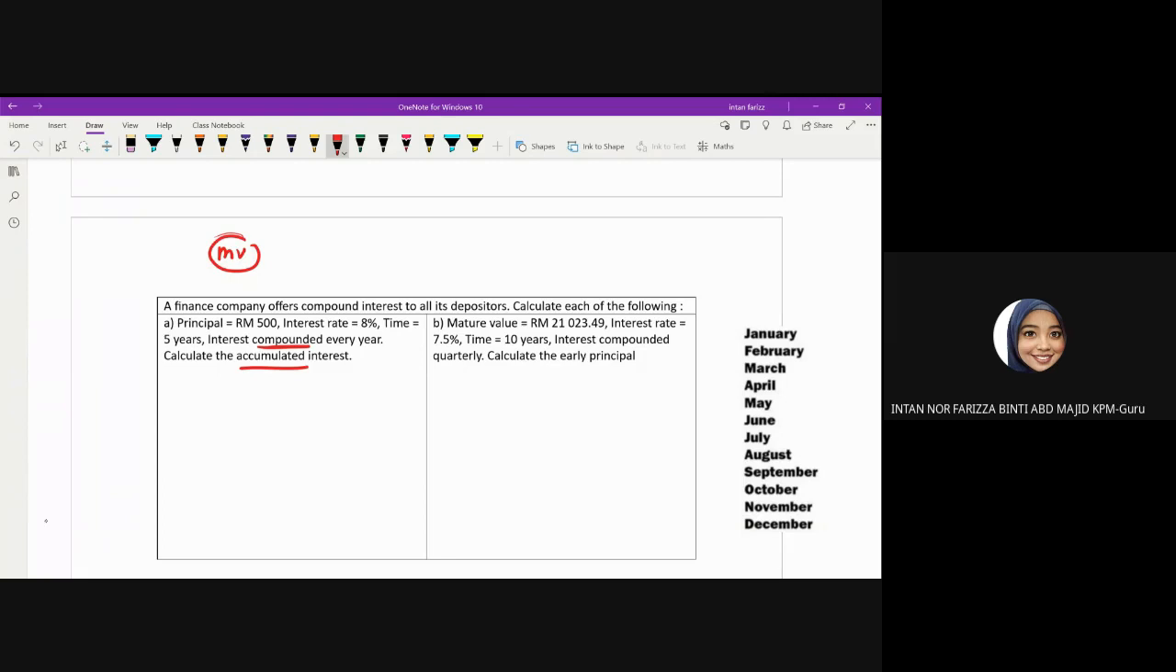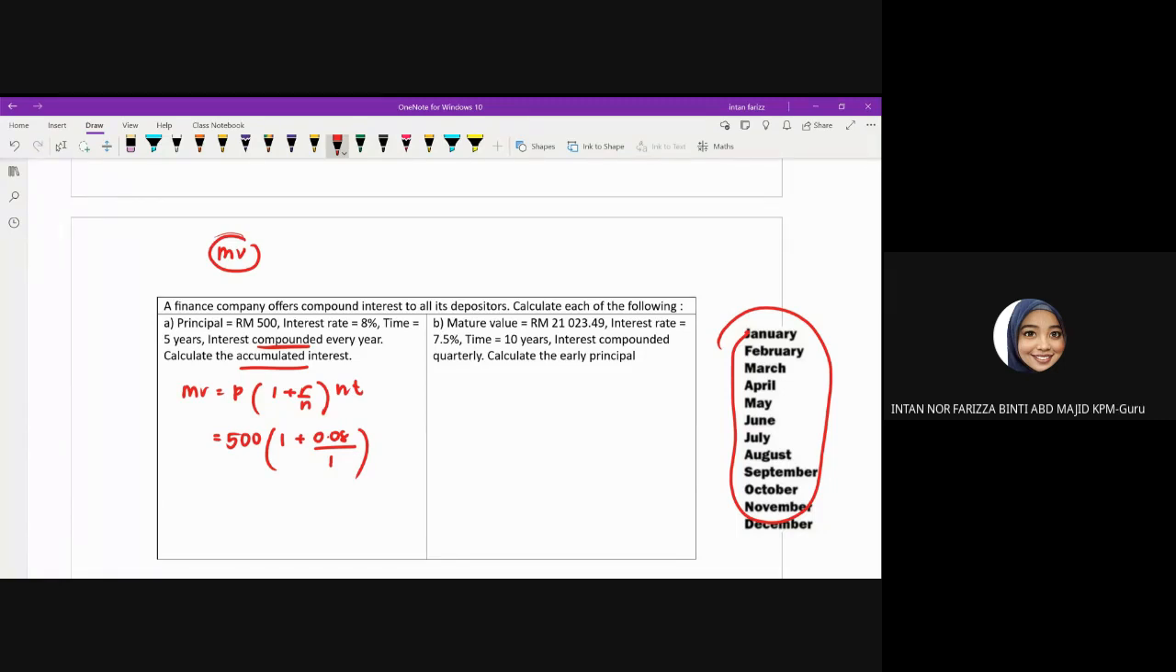Now let's use MV equals P (1 + r/n)^(nt). Put the values inside: 500. The rate is 8%, change to 0.08. And the n, see, interest compounded every year. So every year means this is considered one time, so it is 1 here. The minimum is 1 time. N equals 1.